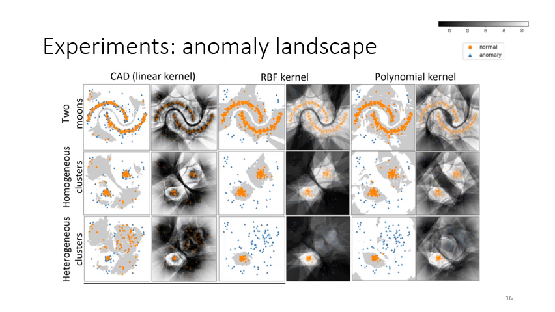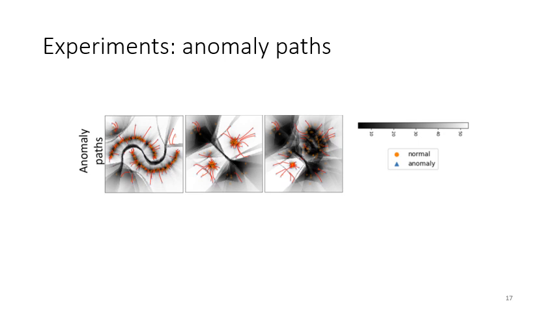You can see some results of anomaly landscape for some synthetic datasets. You can see that in CAD, usually boundary points are determined as anomalous. However, this problem does not exist for kernel CAD. And also, you can see the opposite ranking of the scores for the RBF and polynomial kernels in this figure. Here we also see the anomaly paths for CAD in the different synthetic datasets. It's so interesting that it is like climbing the mountains in the anomaly landscape.